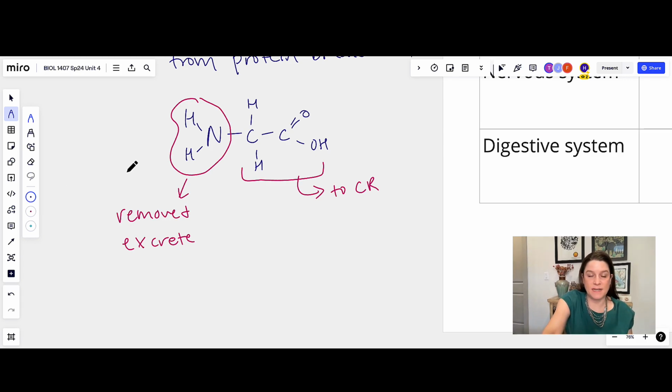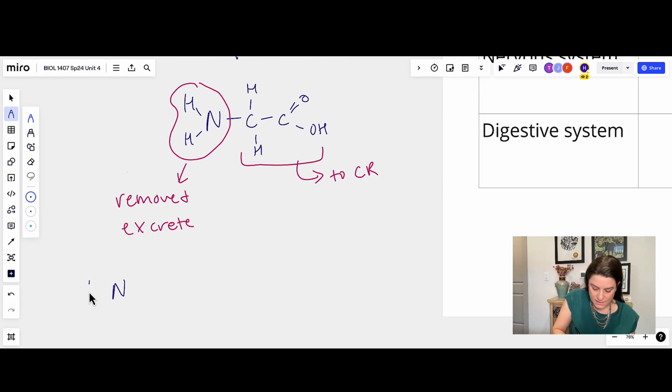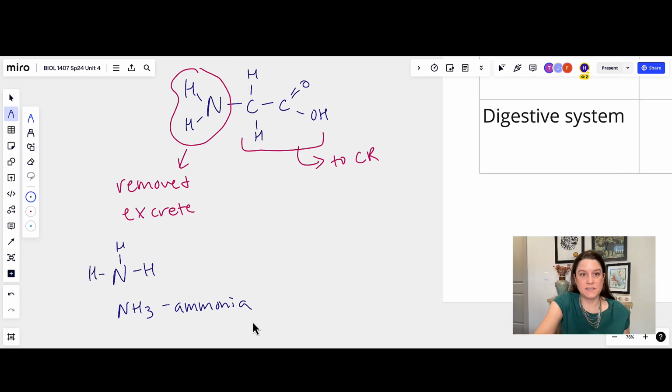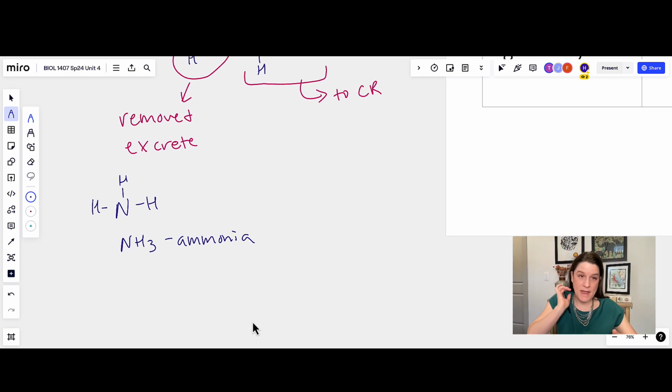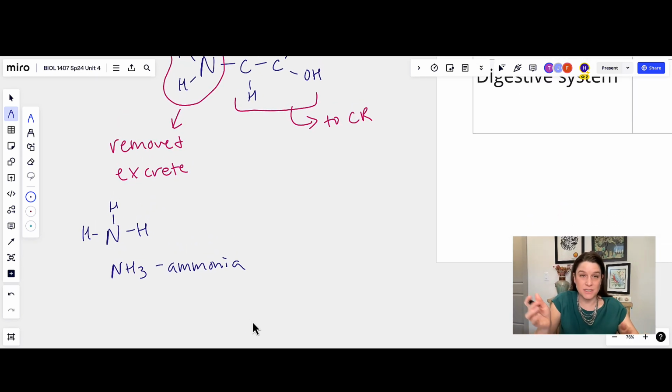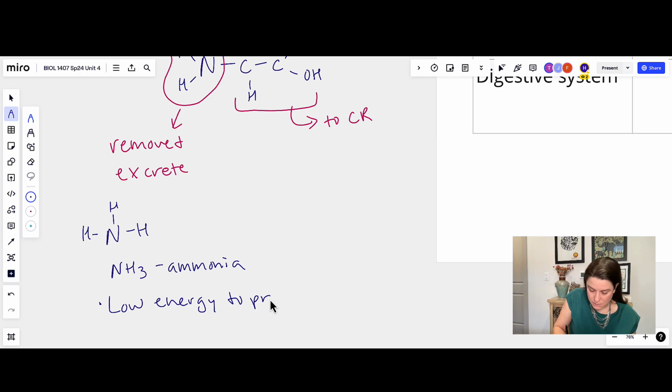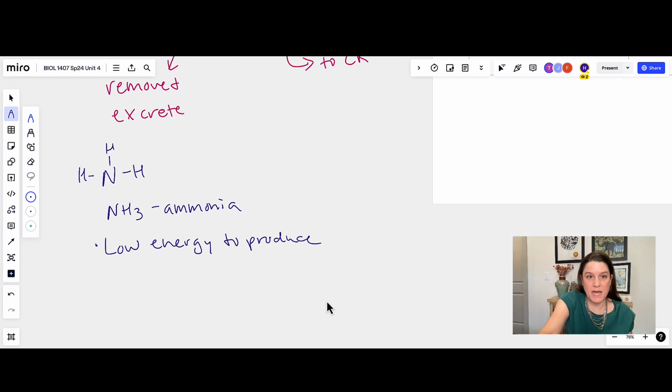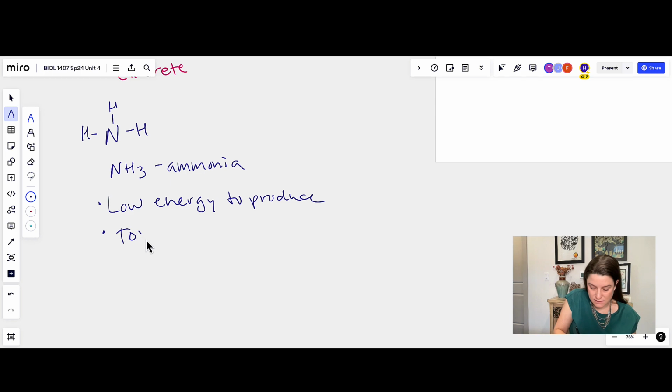So the first thing that they come off as, straight up, is the NH3, which is ammonia. And that's pretty toxic. It's really easy to make because you can see it's just like one more hydrogen. That's like the process of breaking it off. So it's low energy to produce, but it's highly toxic.